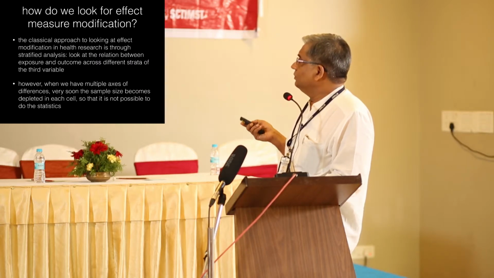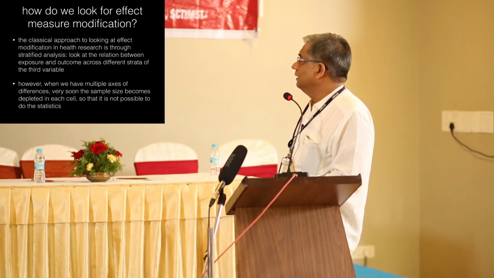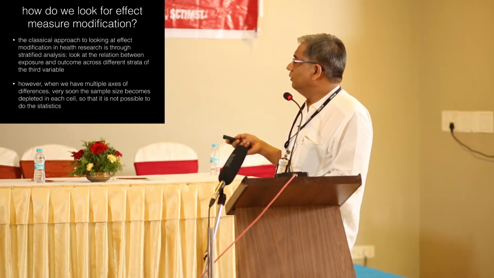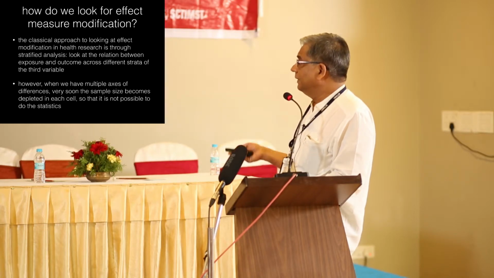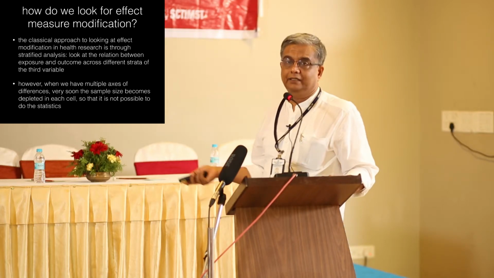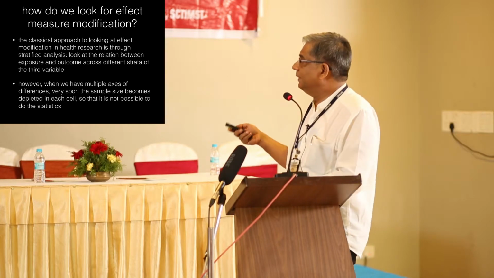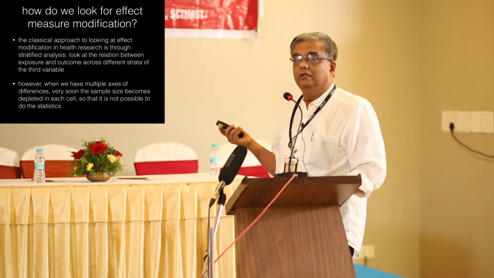In the classical approach, effect modification in health research is usually examined through stratified analysis, like I have just shown. Look at the relation between the exposure and outcome across different strata of the third variable, or fourth variable, fifth variable, like that. But again the problem, which has been discussed again and again in the morning and even the previous session, is that when we have multiple axes of differences, very soon the numbers in each cell will be very low, and then the estimation becomes unstable and you can't say anything about it. So, that is the problem.